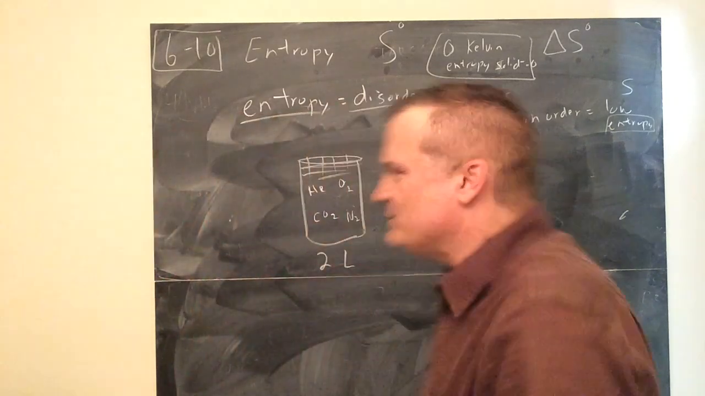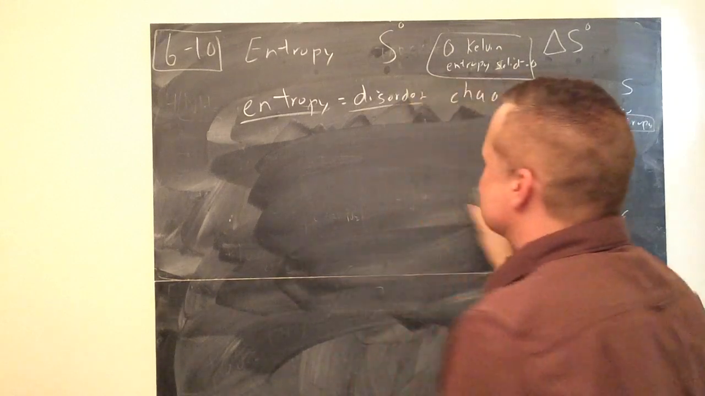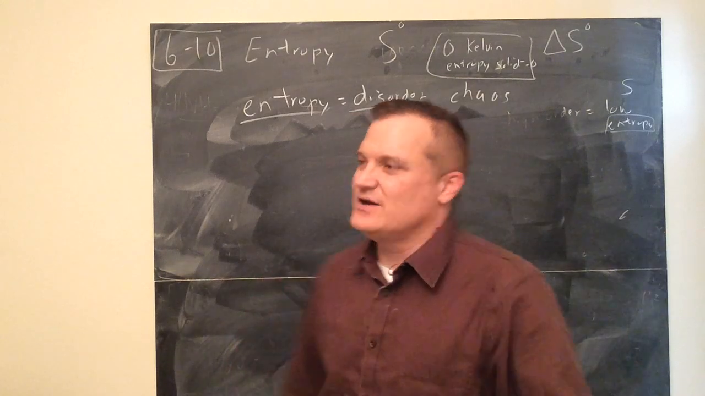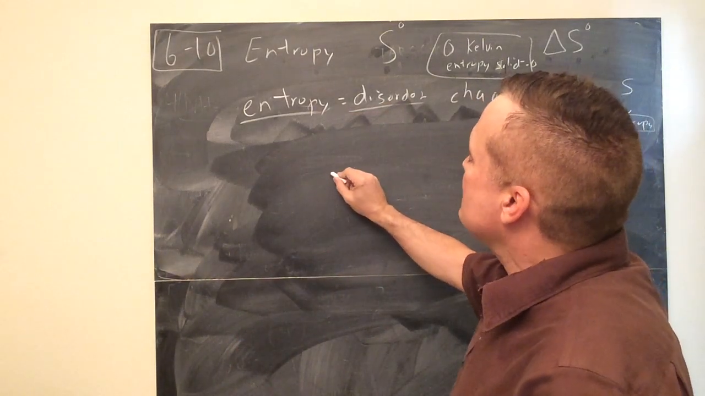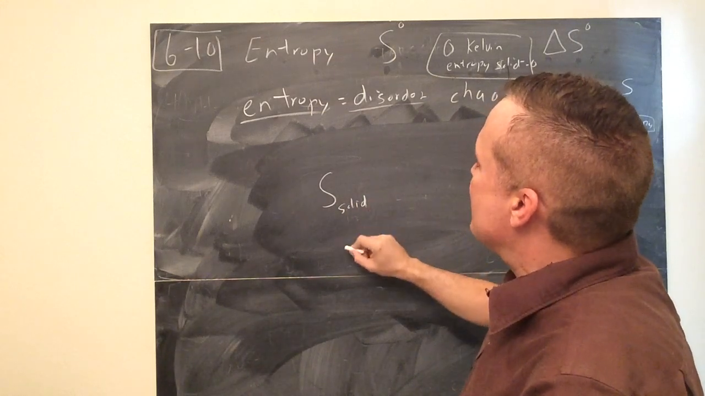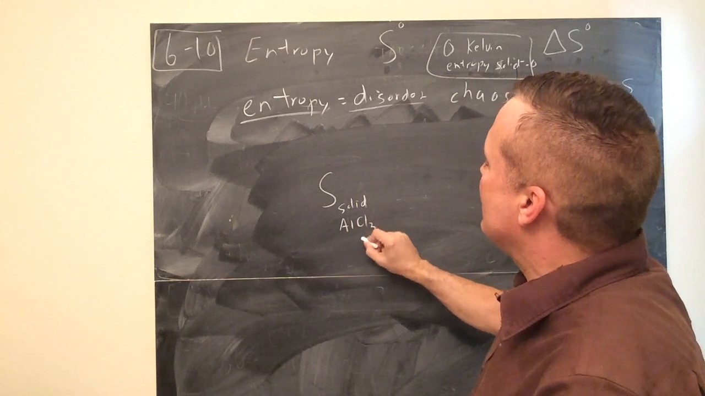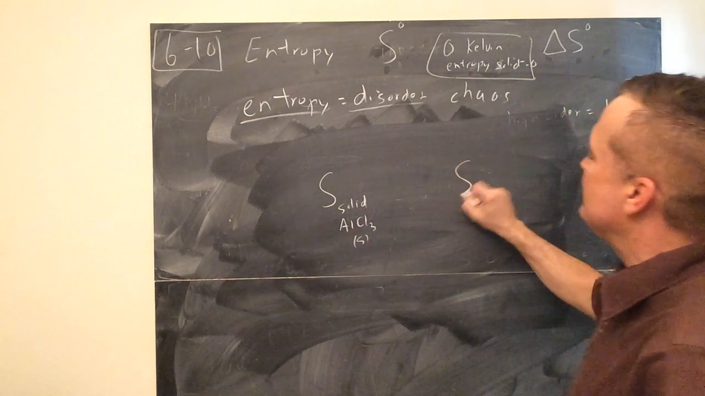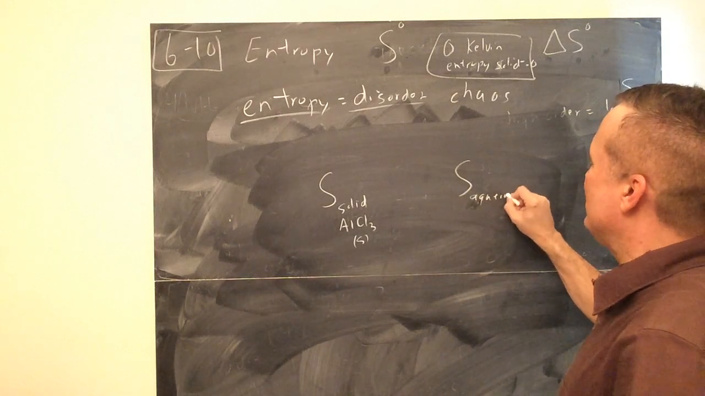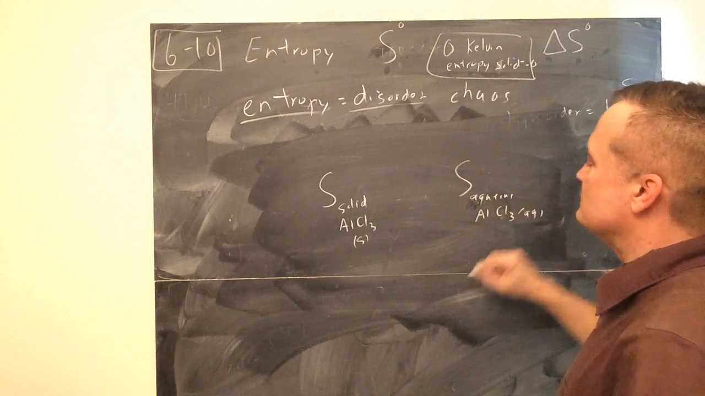Solutions, this is a very easy one to understand. If you think about solid, liquid, gas, where is the highest entropy? Solid, liquid, or gas? Gas, okay? Well, how about this? What do you think is true? The entropy of solid aluminum chloride, or the entropy of aqueous aluminum chloride when it dissolves in water.